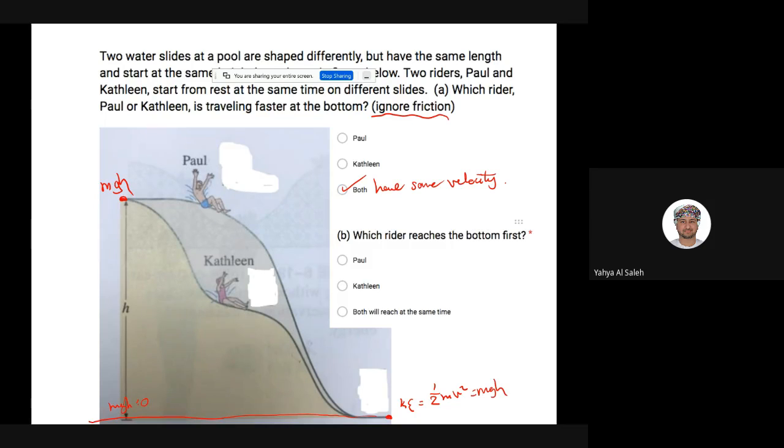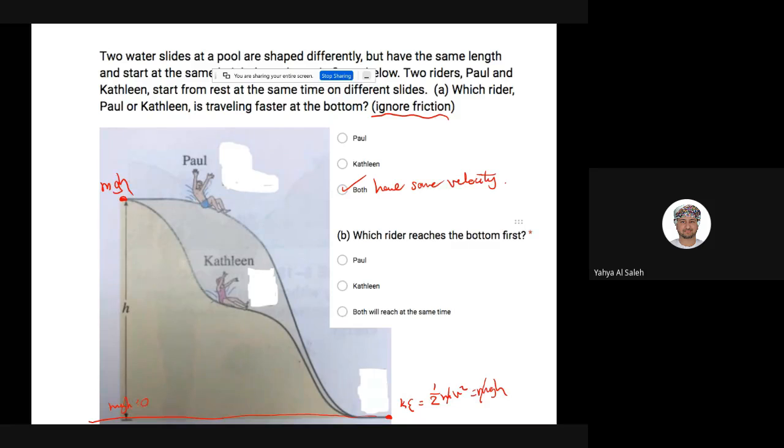Now the other question is, which rider reaches the bottom first? Doctor, they don't have to be the same mass, right? Because the m will cancel. Yes, that is also correct. They don't have to be the same mass because the m's will cancel out. You're absolutely correct. For which one has the fastest velocity, the m's will cancel out, so you don't even have to be the same mass. They will still have the same velocity.